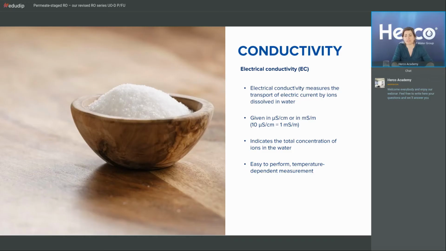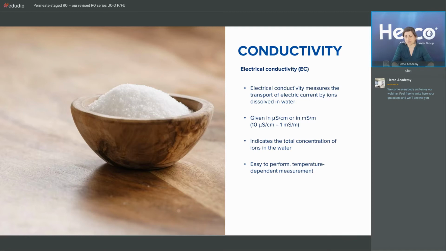Quick recap. We start with having a look at the water quality, basically conductivity, and which technologies we need to achieve which water quality. And then we'll go to the new permeate staged units and have a look at the features. So conductivity, as I explained just now, electrical conductivity measures the ions we have dissolved in water, basically.